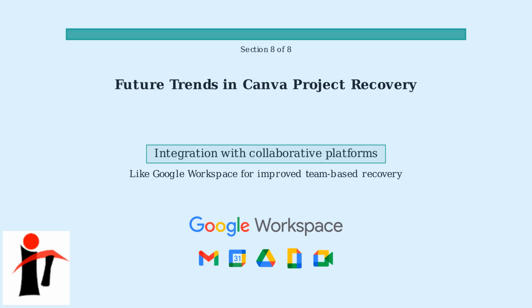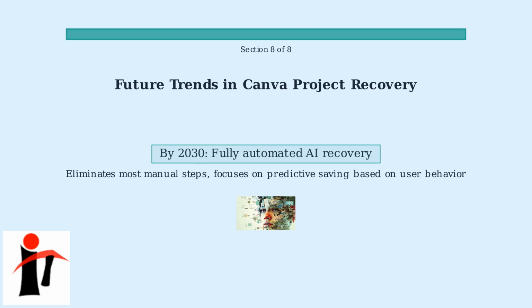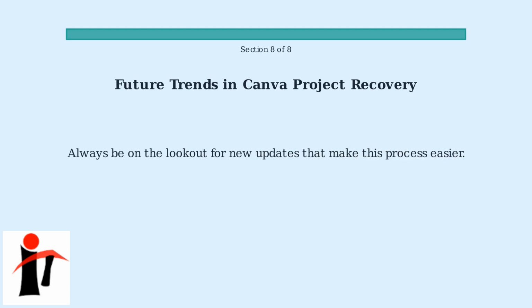Integration with collaborative platforms like Google Workspace will improve team-based recovery, allowing shared access to recovery options across devices and team members. By 2030, fully automated AI recovery may eliminate most manual steps, focusing instead on predictive saving based on your user behavior patterns. So always be on the lookout for new updates that make this process easier.